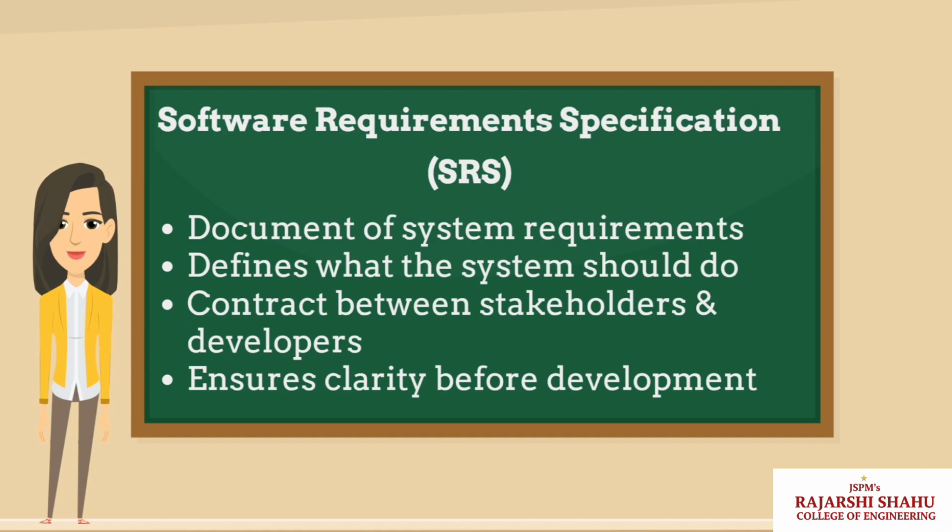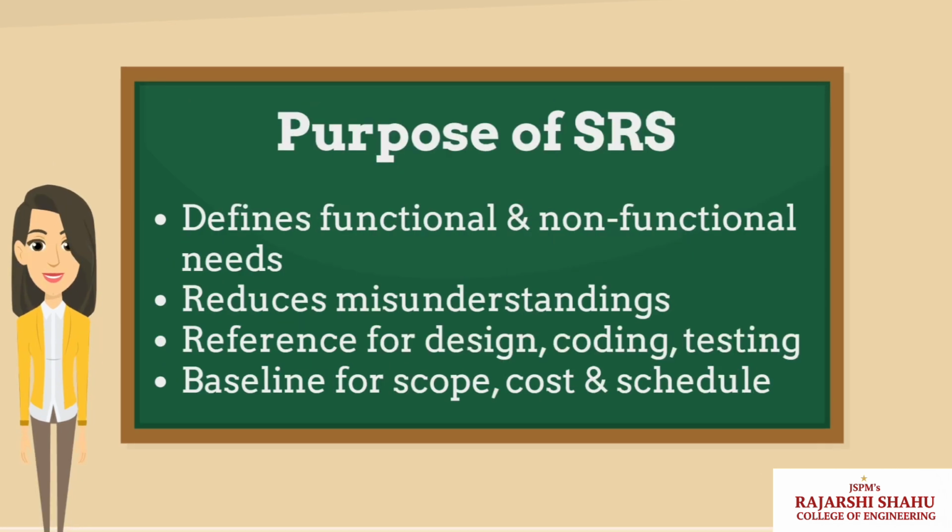A Software Requirements Specification, or SRS, is a document that defines what a software system should do and under what conditions it must operate. It serves as a contract between stakeholders and developers, ensuring clarity and avoiding confusion before development begins. An SRS defines both functional requirements, what the system must do, and non-functional requirements, how it should perform. Its purpose is to reduce misunderstandings, serve as a reliable reference for design, coding, and testing, and act as a baseline for scope, cost, and schedule estimation.